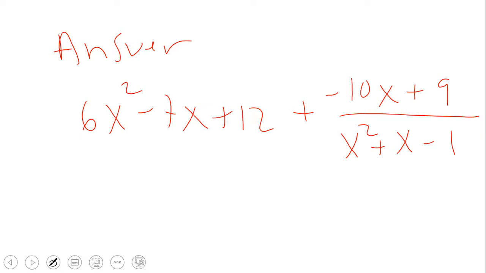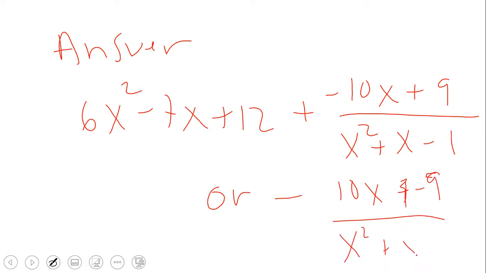Just so you know, what you could also do is instead of having plus that negative, you could also do a minus and make this a positive, and then make that a positive, and then make this a -9. So it would be 10x minus 9 over x squared plus x minus 1. I don't really care either way, so factor the negative out or not, that's up to you. Just make sure that you have it as the quotient plus the remainder over the divisor.